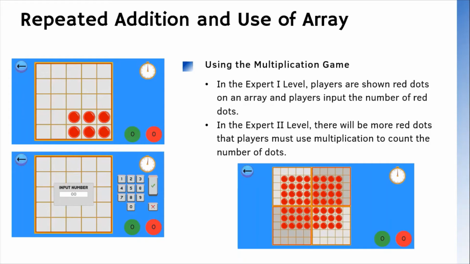In the expert 2 level, there will be more red dots, so players must use multiplication to count the number of dots. As the number of red dots becomes bigger, players will refrain from counting each dot one by one, and would rather use a multiplication equation to get the number of dots. Hopefully, by the time students reach this level, they know how to multiply mentally.